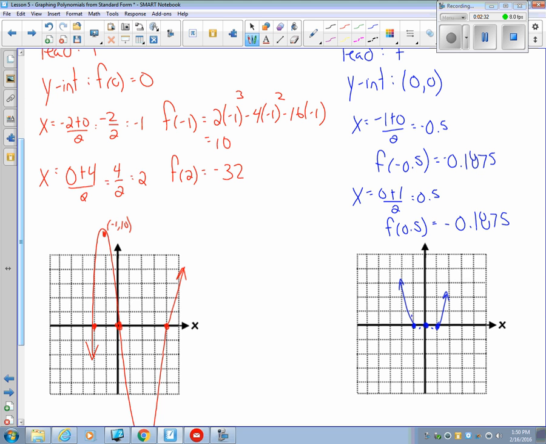What's my picture going to look like? It's going to come down, up, and down, and up again. It's sort of like a little W there, right? There's my graph. All done. Last one.